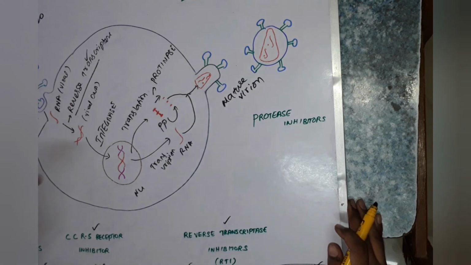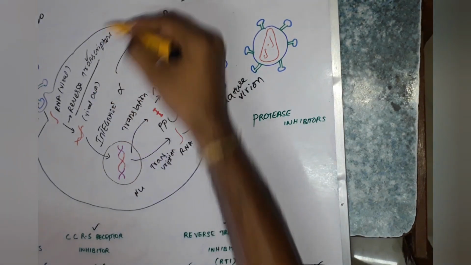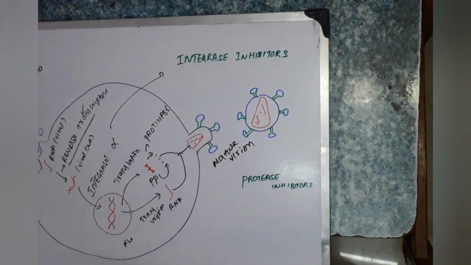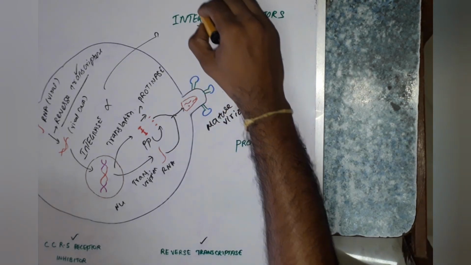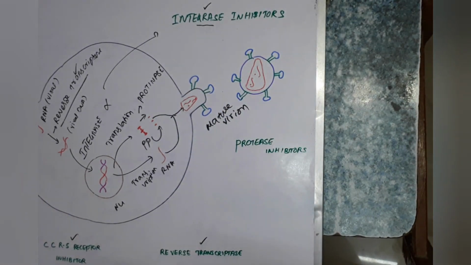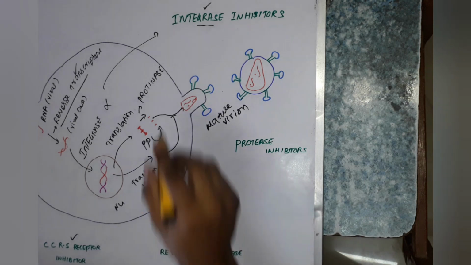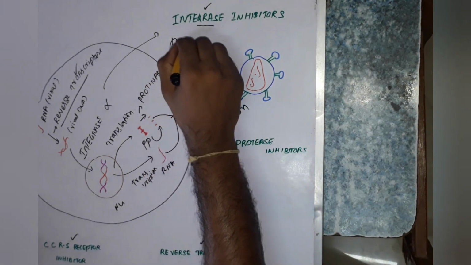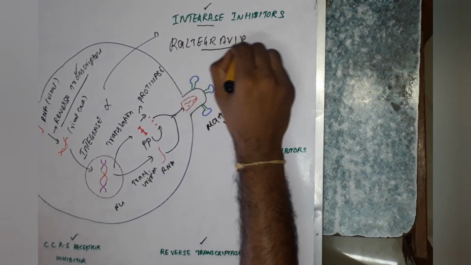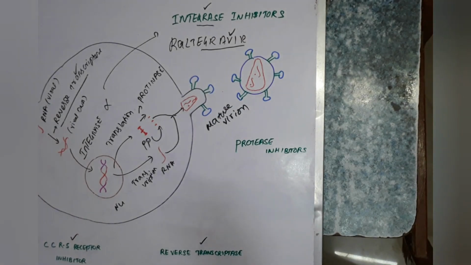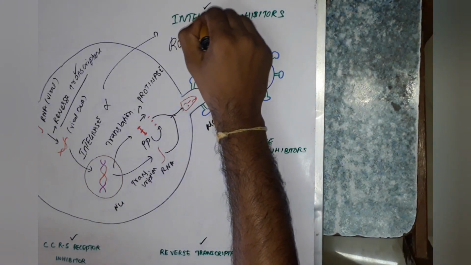So your virus has been converted to your viral DNA. Now I don't want it to integrate with our DNA, the host DNA. So I am blocking this enzyme. I call these integrase inhibitors. As you can see, integrase has GRA. Anything that ends with gravir, so raltegravir. Any drug that ends with gravir is going to be an integrase inhibitor. You can remember it also has grav.